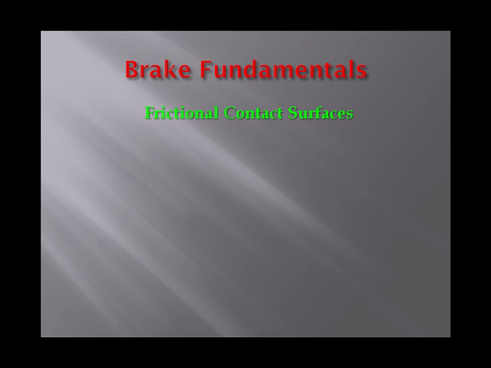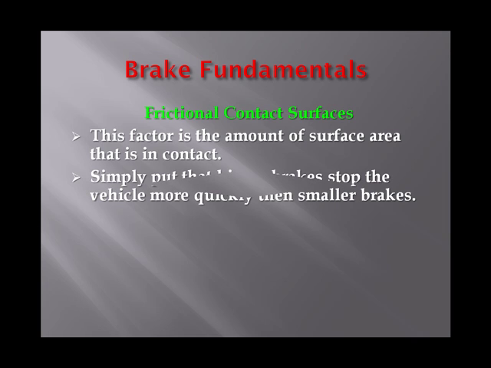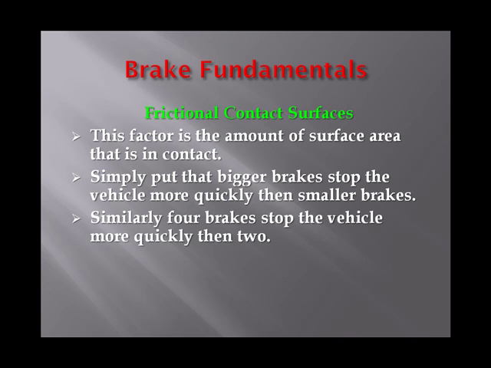Frictional contact surfaces. The third factor is the amount of friction material that is in contact. Simply put, bigger brakes stop a car more quickly than smaller brakes used on the same car. Similarly, brakes on four wheels stop the car more quickly than two, assuming the vehicles are of the same size and weight.